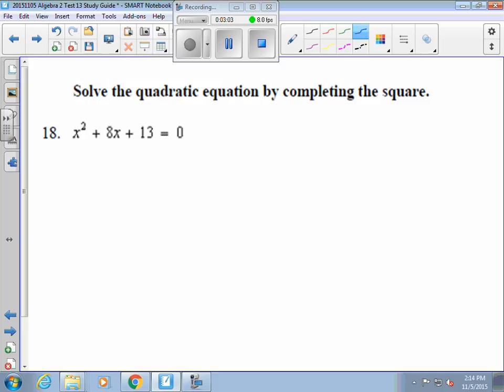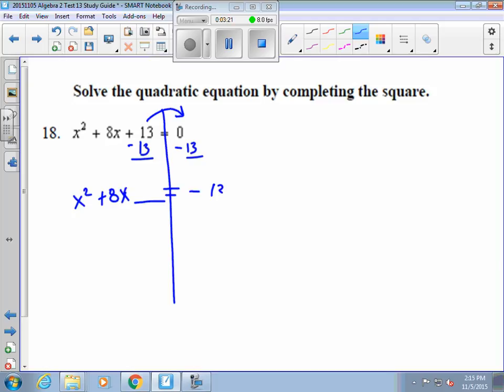Solve the quadratic by completing the square. First off, this C value is no good, positive 13. So you have to move it over. In order to move it over, you subtract 13. You just undo plus 13. So now what we have is x squared plus 8x plus C, that's the one that we need to find, is equal to 0 minus 13 is negative 13.